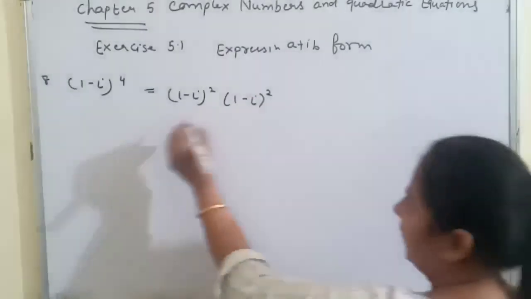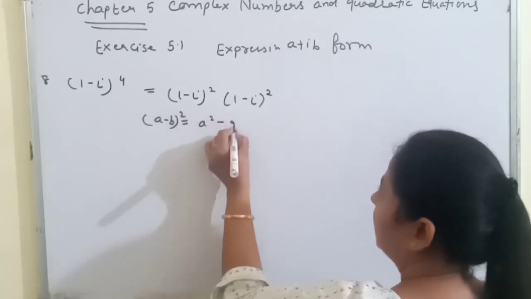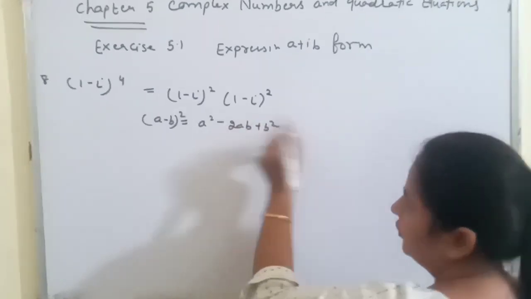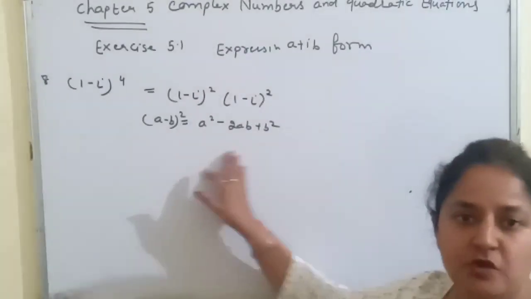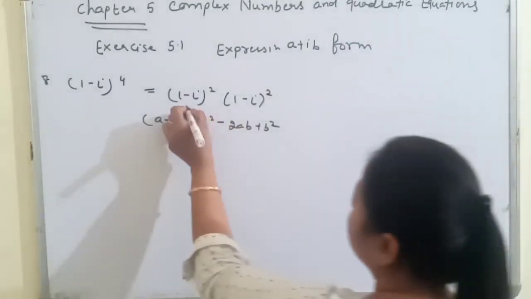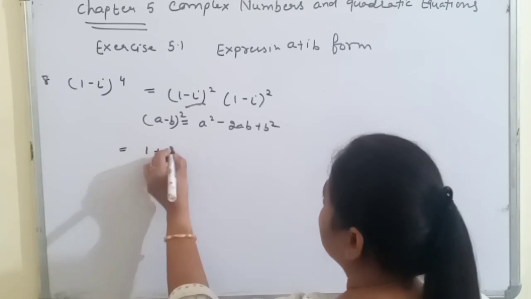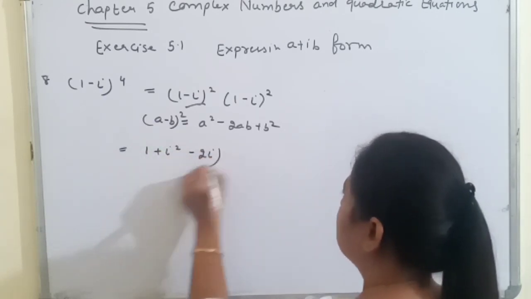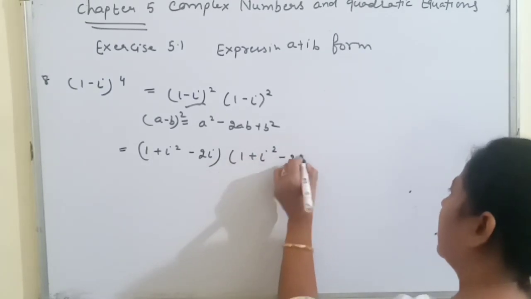So we know the identity for (a minus b) whole square, which is very useful: a square minus 2ab plus b square. So apply it in both terms: a square plus b square minus 2ab. Same for this, a square plus b square minus 2ab.